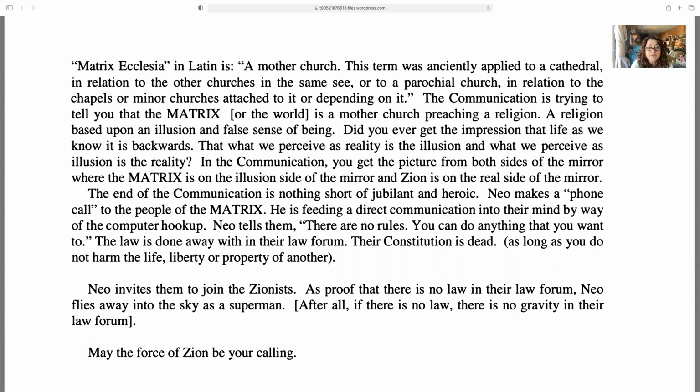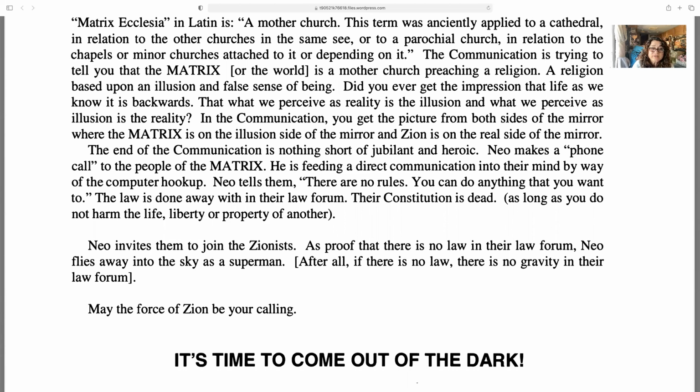Neo makes a phone call to the people of the matrix. He's feeding a direct communication into their mind by way of the computer hookup. Neo tells them there are no rules. You can do anything that you want to. The law is done away within their law forum. Their constitution is dead, as long as you do not harm the life, liberty, or property of another.